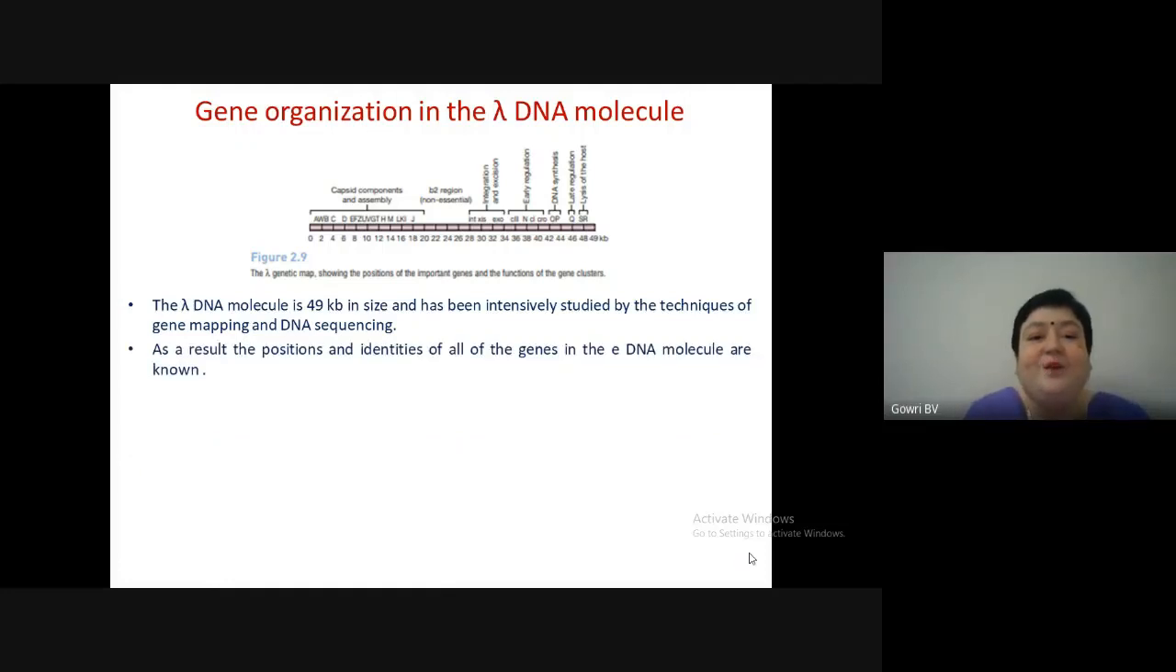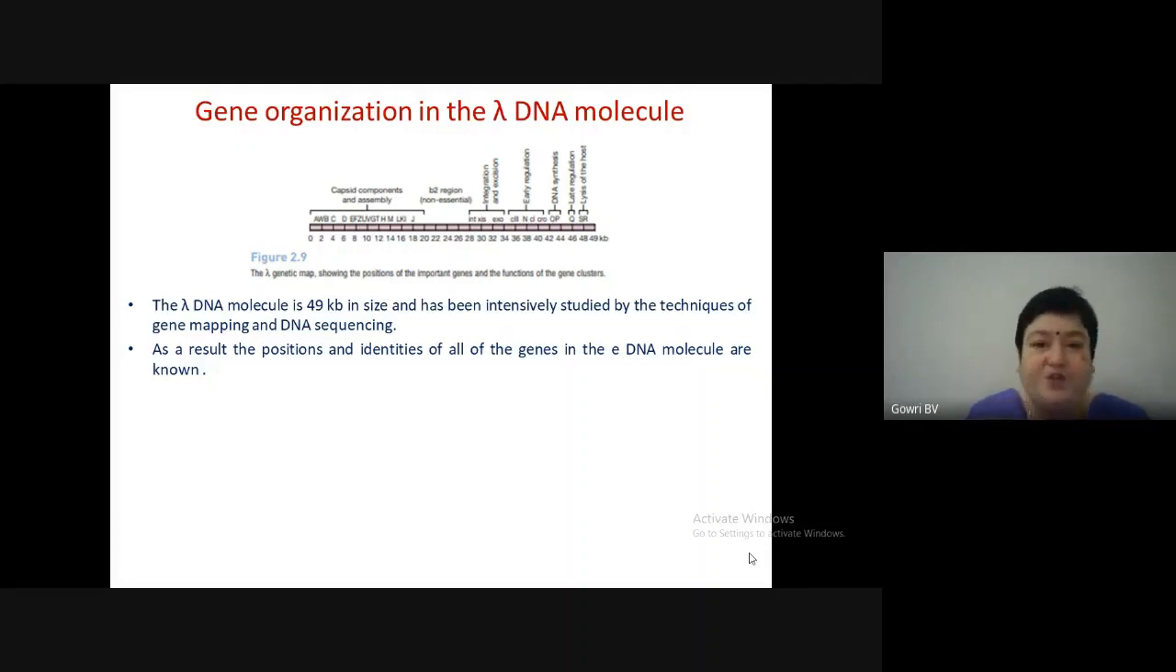As a result, the positions and identities of all the genes in the Lambda DNA molecule are known. So it is mentioned as E, there should be a term Lambda. So there is a typo, a typing error that has occurred. So in the Lambda DNA molecule are known.